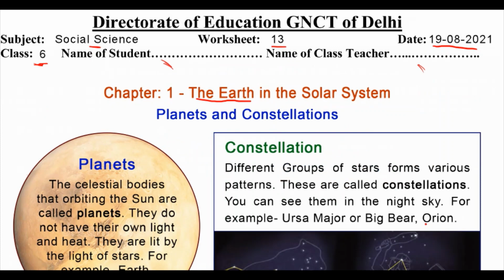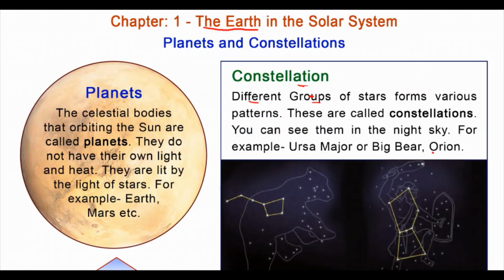Start. What is given here? Here there are some constellations given to us, as you can have a look at these. So let's start reading. Different groups of stars form various patterns. These are called constellations. You can see them in the night sky. For example, Ursa Major or Big Bear and Orion. So let me scroll down so you will get to know what are constellations. They are different groups of stars which form various patterns.